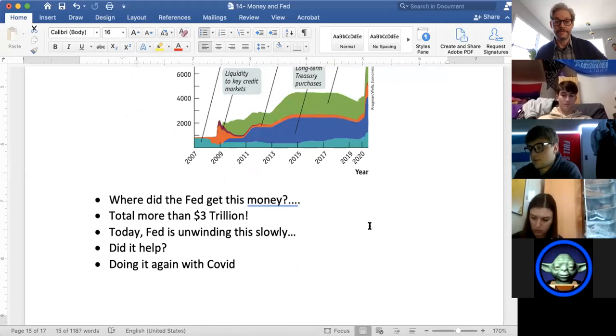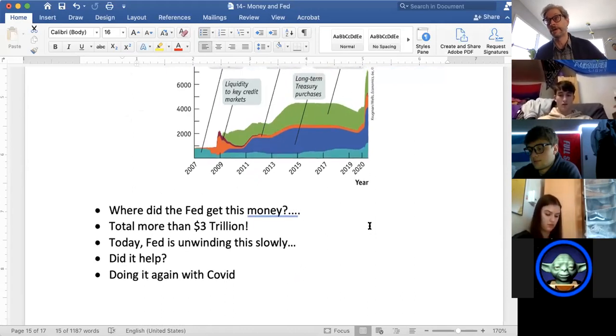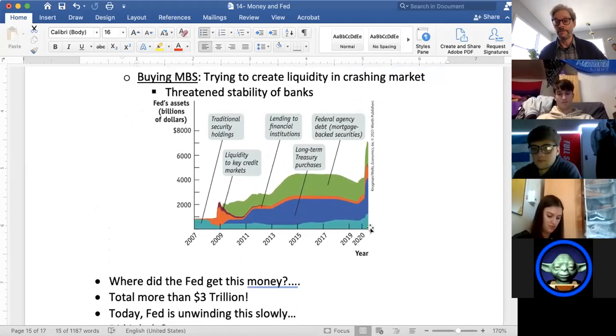And, once again, where did the Fed get all this money? It's nice to be the Fed, right? They just printed it up. The Fed essentially created more than $3 trillion in new money. And they are doing it again during COVID, where I think they created more than $1 trillion in the middle of last year during the COVID crisis. And so the Fed has this power of essentially creating money to try to stabilize financial systems, to make sure that people can get loans, that people who need money can get it, so that the whole thing doesn't grind to a halt.